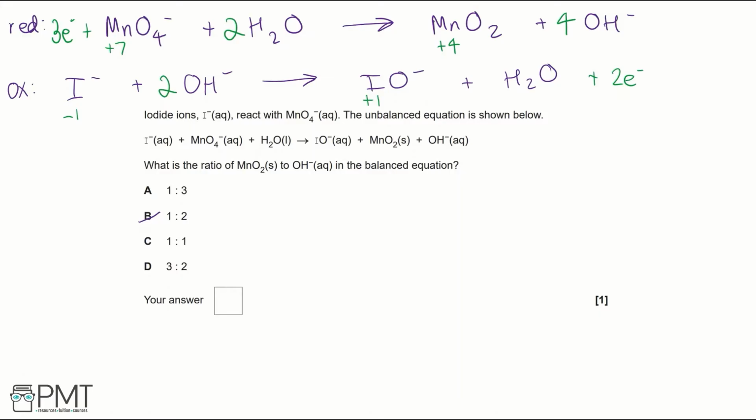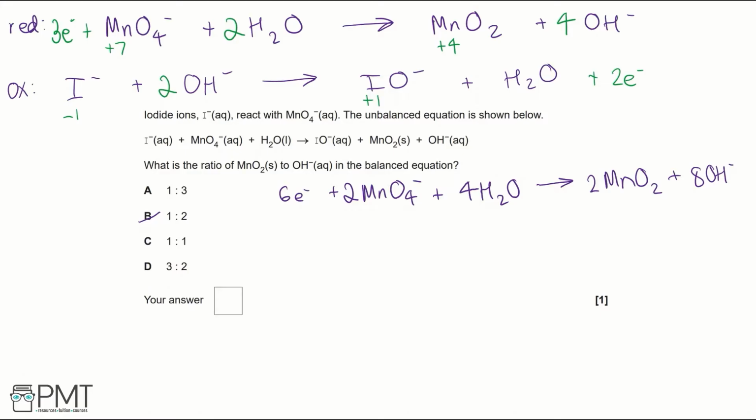So now we've written our half equations, we can begin to form our overall balanced equation. So the first thing we need to do is scale the electrons. So we need to have 6 electrons in both because the common number between 3 and 2 is 6. So rewriting our reduction half equation, that's going to be 6 electrons plus MnO4 minus, and we need 2 of these, plus 4 H2O, and that's going to produce 2 MnO2 plus 8 OH minus. So we've multiplied everything by 2.